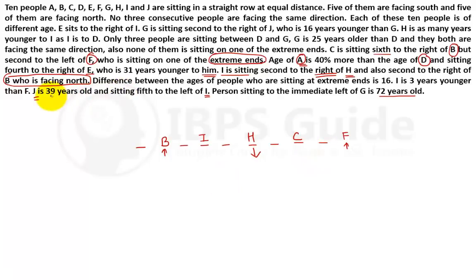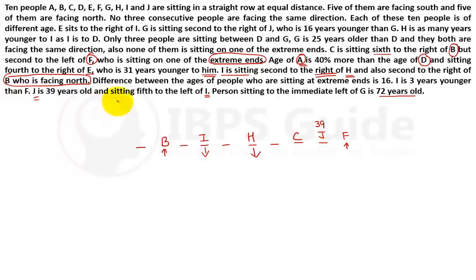Now again, J is 39 years old and sitting fifth to the left of I. So fifth to the left of I, if you place the north direction, then 1, 2, 3, not possible. When you place I's direction as south, then only it is possible. 1, 2, 3, 4 and fifth. Whose position is this? J's position. Now J is 39 years old.